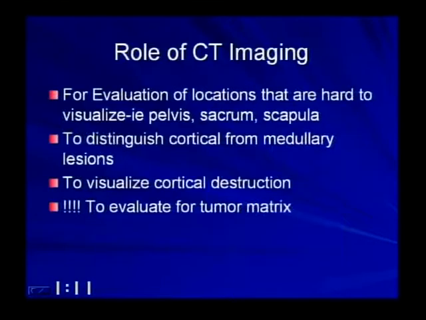Now, what about CT? And we do CT in a lot of these patients after we've looked at the plain film. The role of CT is really looking at lesions that are hard to see. The pelvis, the sacrum, and the scapula are extremely hard to see on a plain film. It helps us distinguish cortex from medullary lesions. It helps us with cortical destruction, and it helps us with tumor matrix.